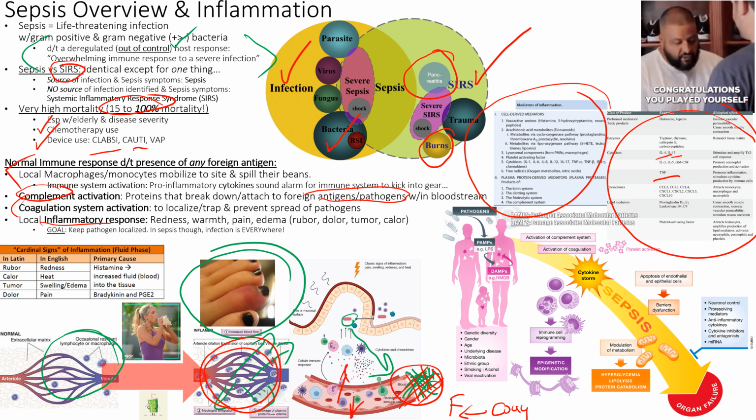That redness, warmth, pain, edema is now everywhere, all right? So in Latin, it's rubor, dolor, tumor, calor, right? All those things are going haywire, all right? So we have widespread swelling, widespread vasodilation, widespread inflammatory response. And we are going to try to turn it off, right?